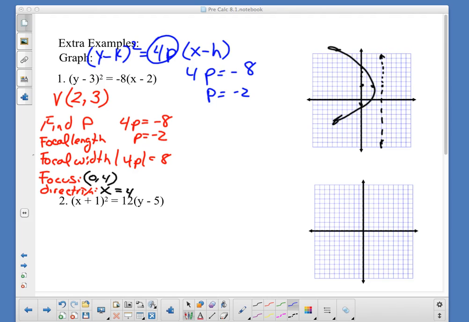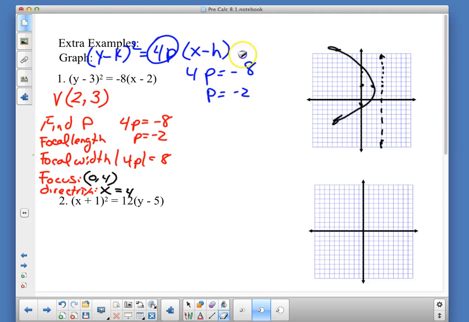Okay, that's our first one. And the first question was how the -2 came about. It was just 4p is equal to -8, and you solve for p.